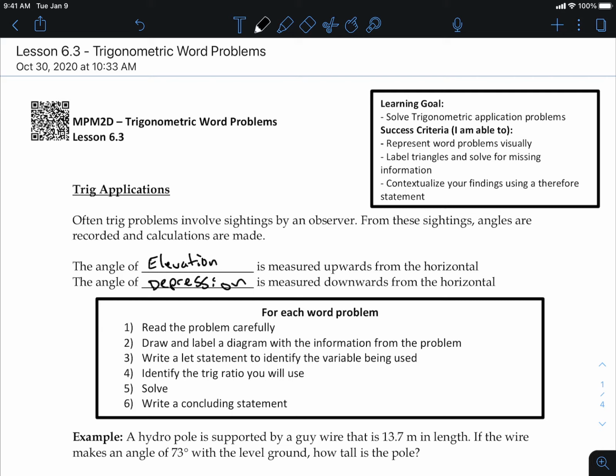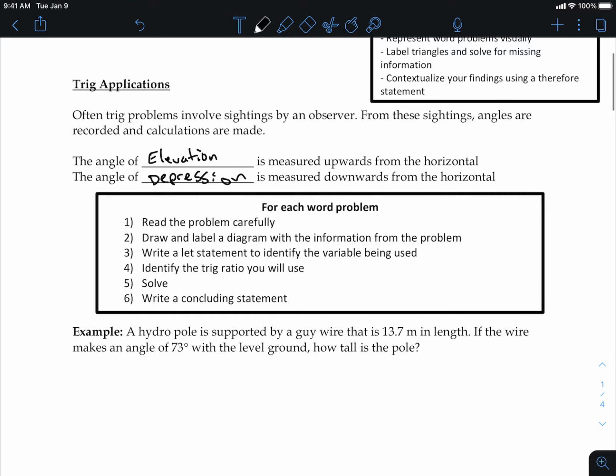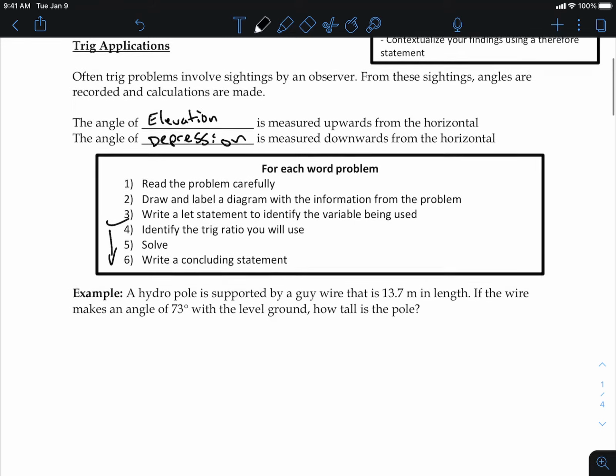Those are just 2 new words for you. If we throw that in a word problem, you're able to look at that and know that you're going to measure up or measure down. With these, you read the problem carefully, then draw the picture as accurately as you can. Then write a let statement identifying the variable being used. From here down is what we've just been working on: identify the ratio you're going to use, solve, and then write a concluding statement based on the question.